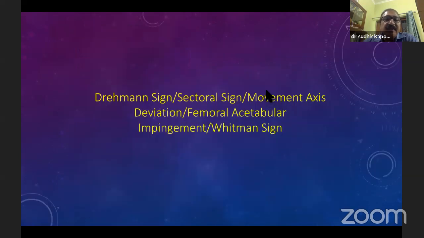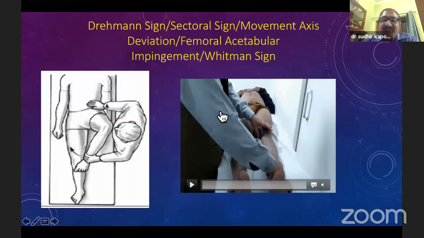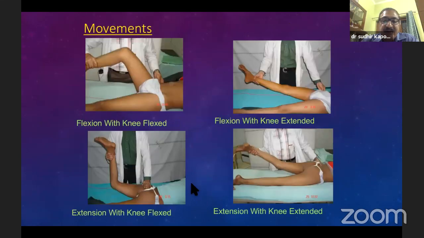Movements we have to see. I'll just make a mention of the Drehmann sign. There have been several names for this sign. Basically, this was classically described in slipped capital femoral epiphysis, but it has now been described in avascular necrosis also. In this case, when we flex the hip joint, at a particular point the flexion stops, and further flexion is possible only if the hip is taken to external rotation. Let us see.